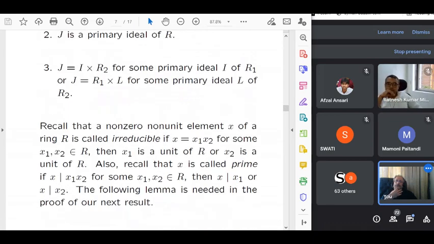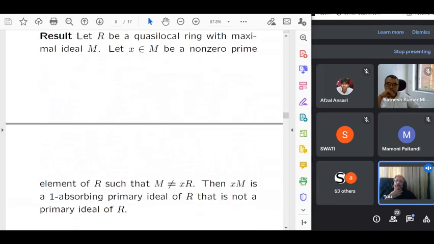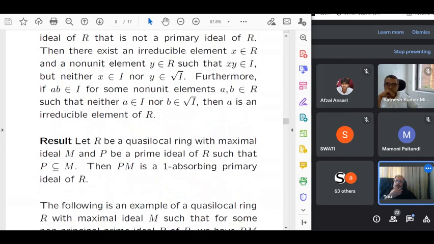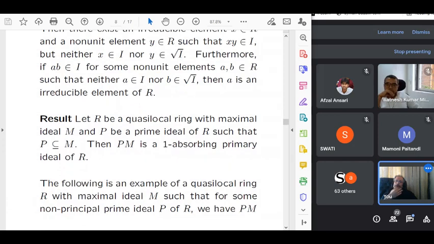All right. So what else I want to tell you? Now we know how to construct one absorbing primary. In fact, here is another way to construct. Look at this result. You take a quasi-local ring R with maximal ideal M, and P a prime ideal of R such that P is a subset of M. Then PM is one absorbing primary.